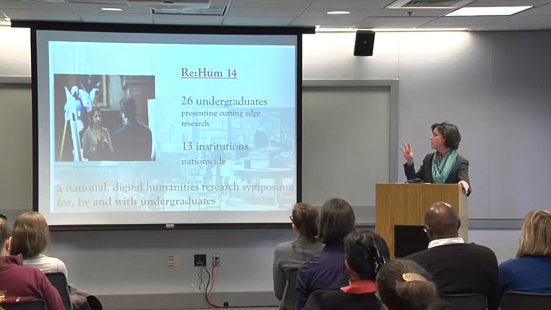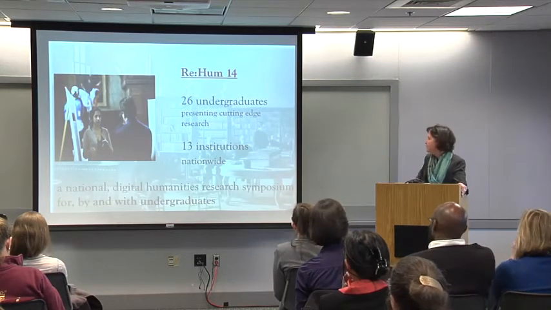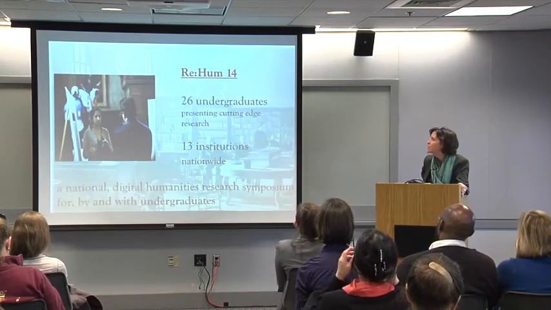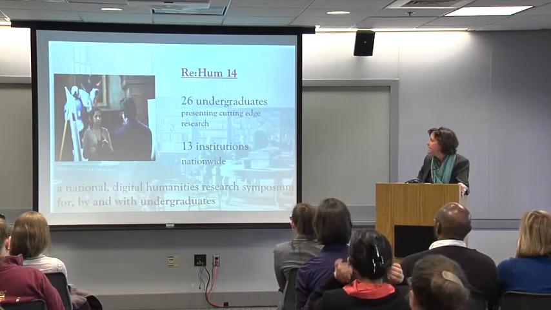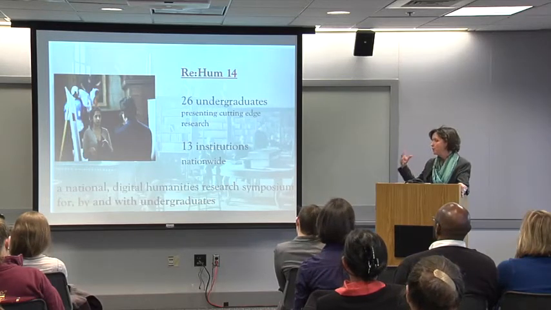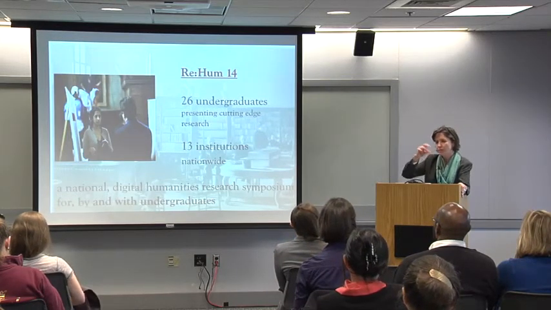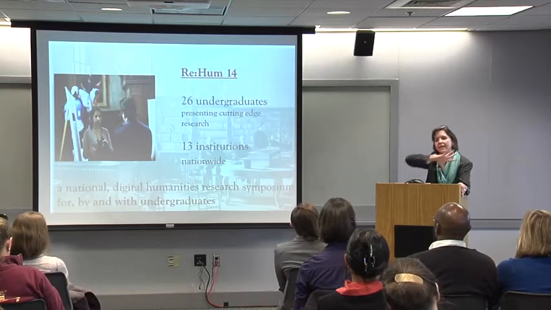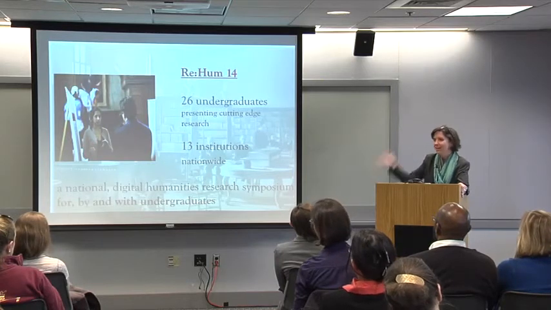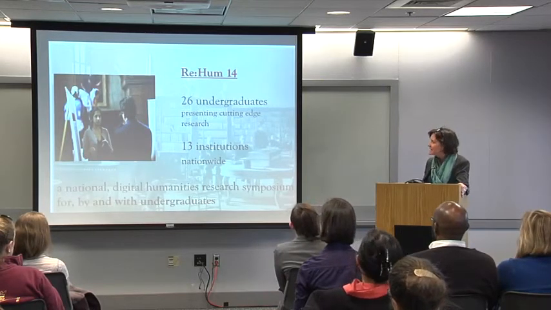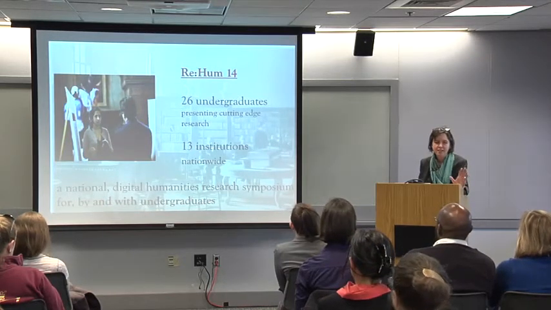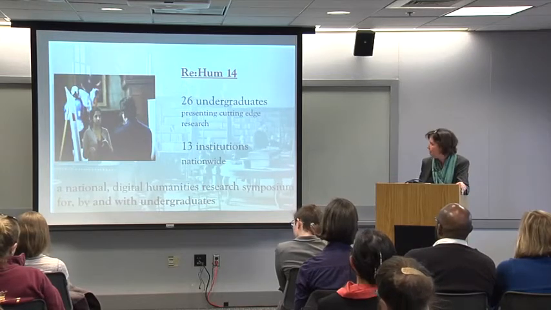Then the other component of this, which we've been most excited about, and Anne mentioned, is Rehumanities. We've just finished Rehumanities 14. There were 26 undergraduates from across the country. I won't list all of the institutions, but there were 13 institutions that include universities like Yale and Dartmouth, and also Scripps and Pomona, and also a number of others. We take all, and we're actually hoping that some Canadians come next year. So you guys are just down the road, so we would love to see you. This is a National Digital Humanities Research Symposium for, by, and with undergraduates, and it's the only one of its kind in the country right now.